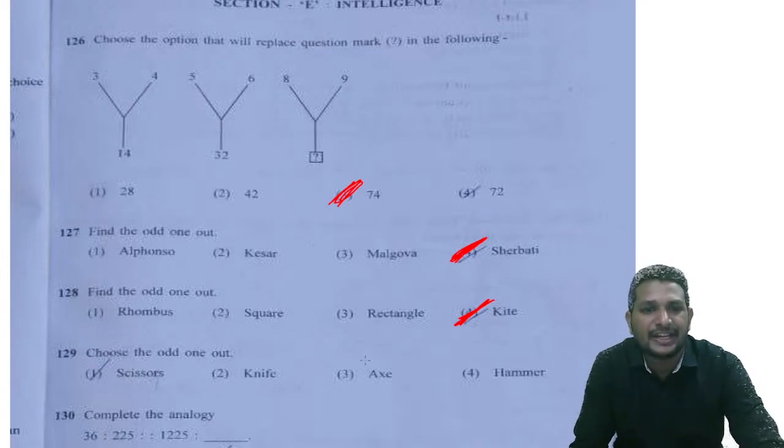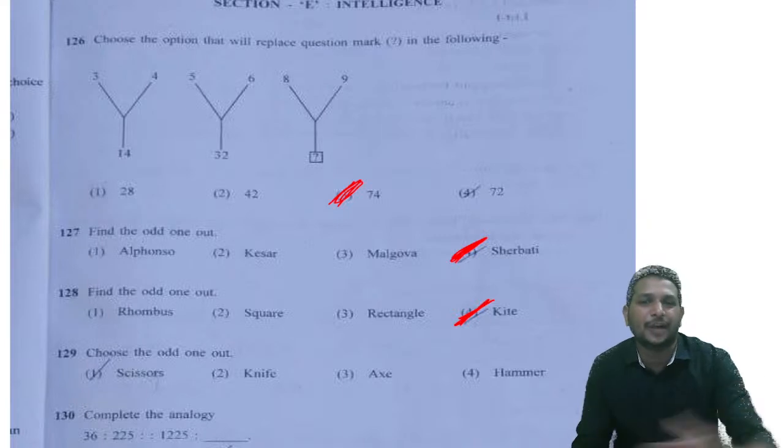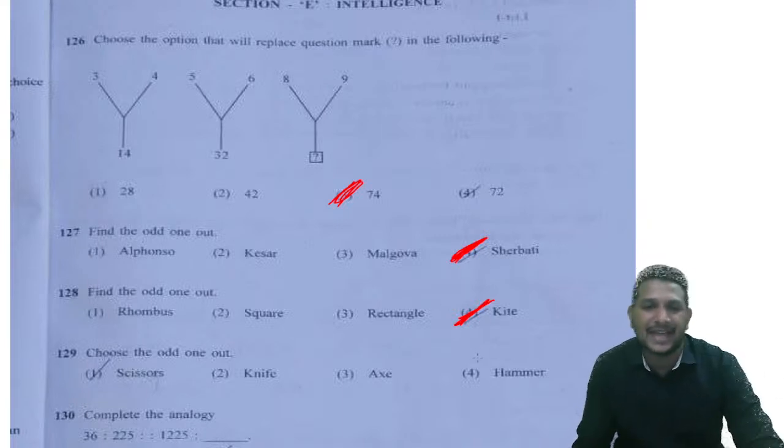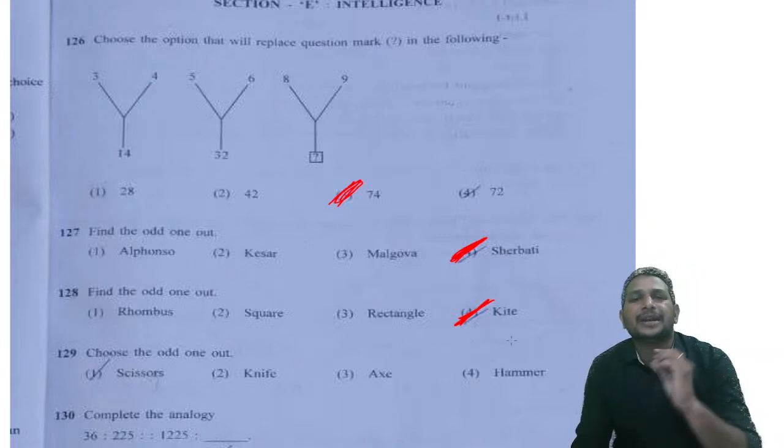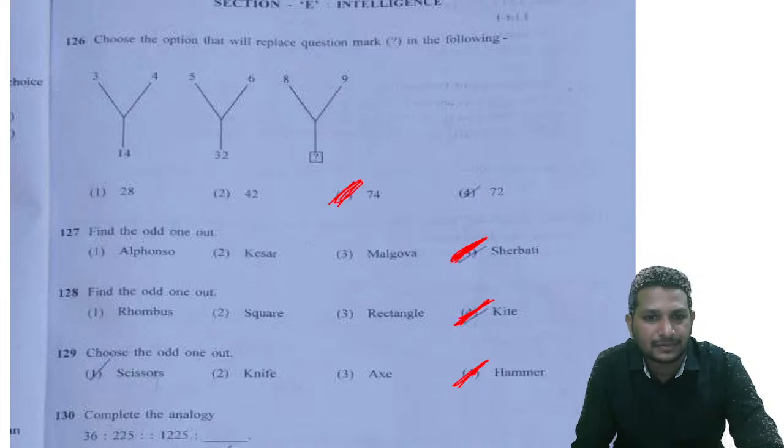Next, question number 129. Scissors, knife, axe, hammer. Very straightforward. Actually, we did the same question many times, right? Scissors, knife, axe: all three are used for cutting, but hammer is not used for cutting. So the answer is option 4.